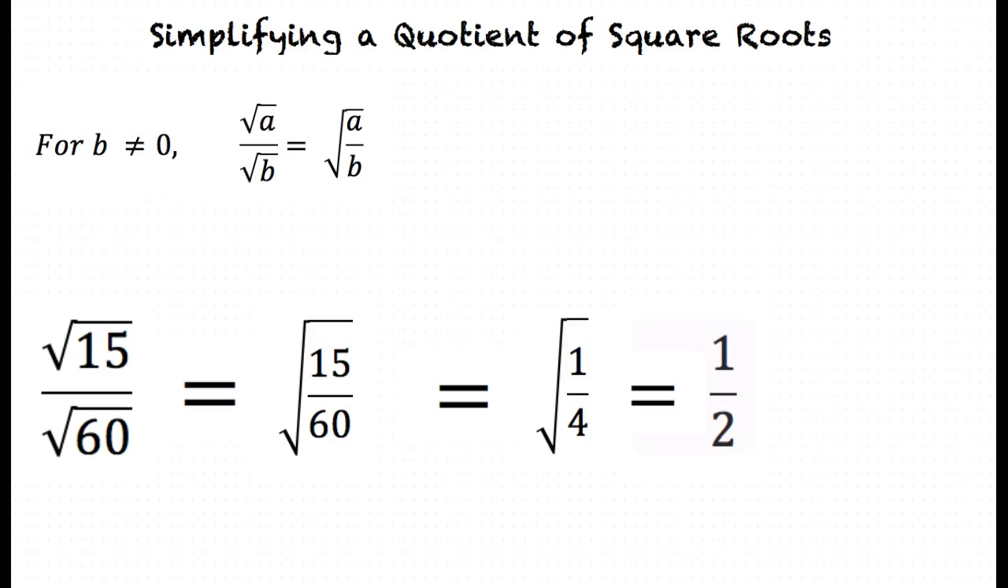Okay, I think I got it. So first we use the quotient rule in order to write the problem as a fraction under a radical. Then we simplify the fraction. Once we simplify, we take the square root of the remaining number. That's great, you got it. Now all you need is a bit more practice.